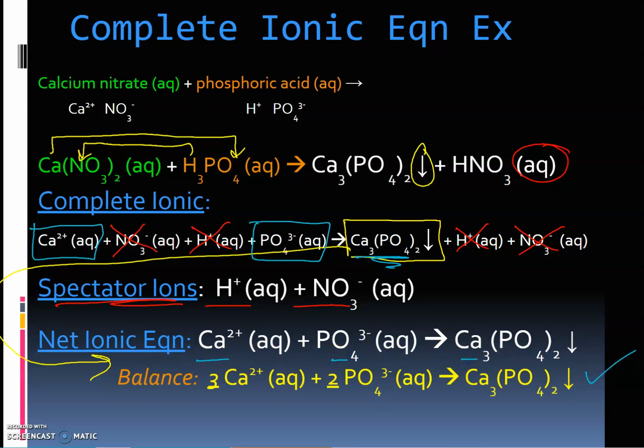And lastly, balance, balance, balance. Never leave an equation unbalanced. You're literally defying the laws of nature. And that can't happen. Okay, so there you go. Those are complete and net ionic equations.